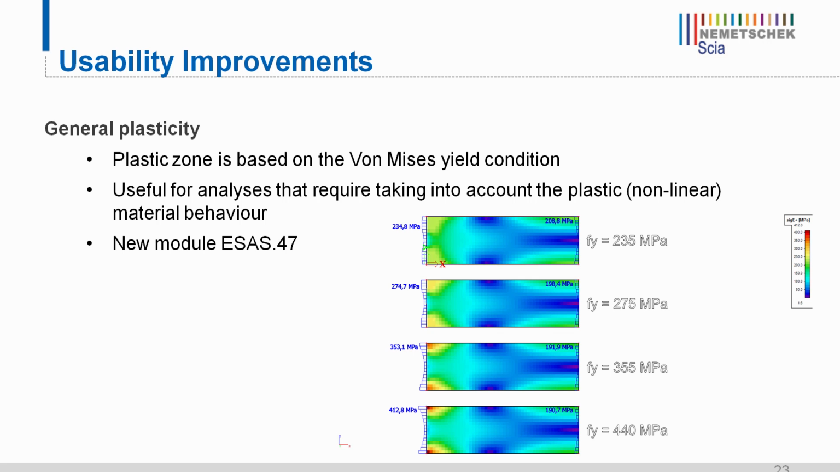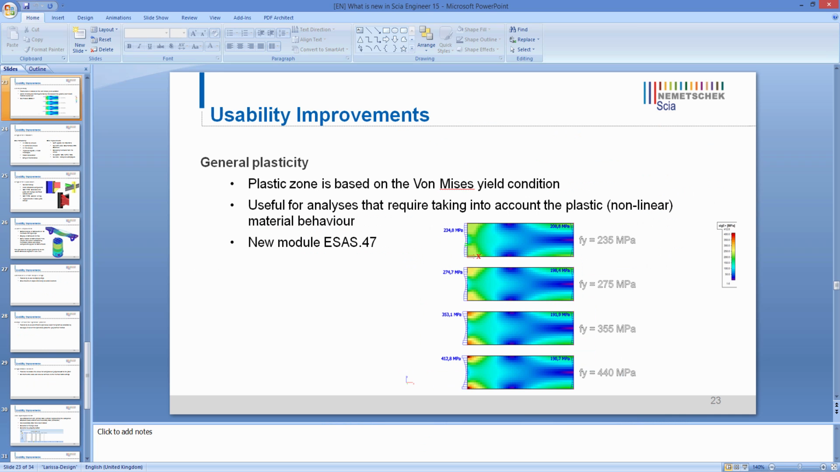This calculation can be useful for users dealing with steel pressure vessels and also other analyses that require to take into account the plastic material behavior. Also a small remark. This functionality is included in a separate module ESAS.47. I will show you a small example in Scia Engineer.